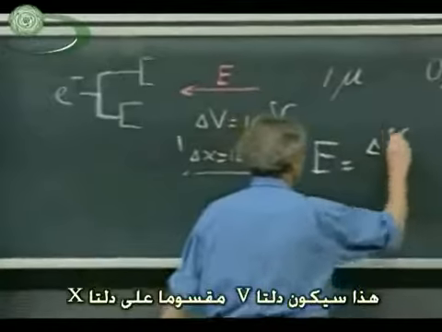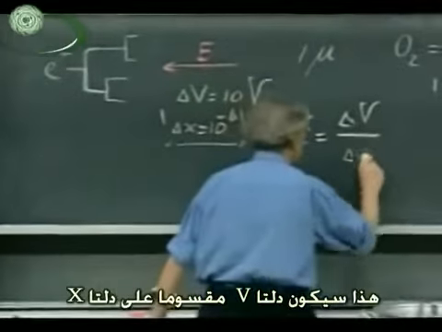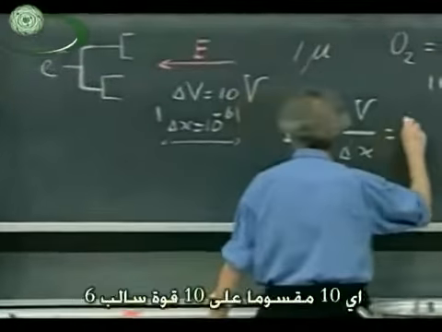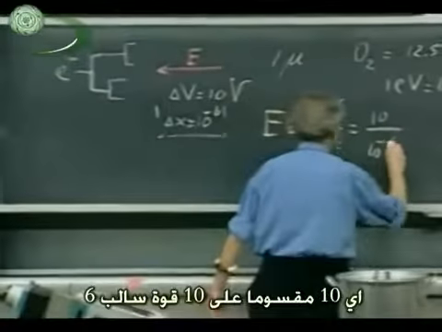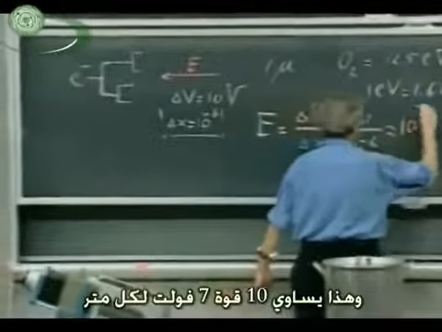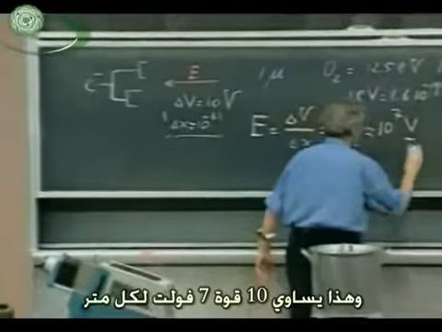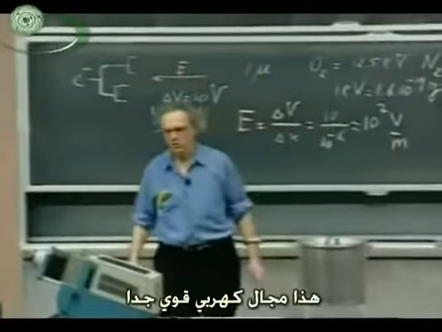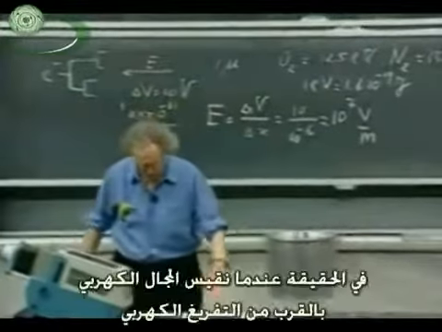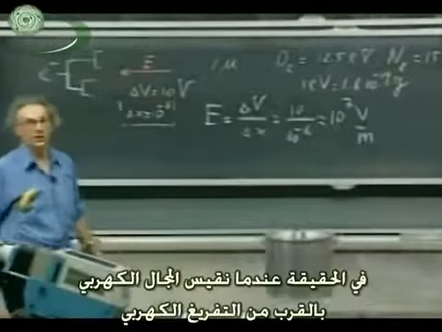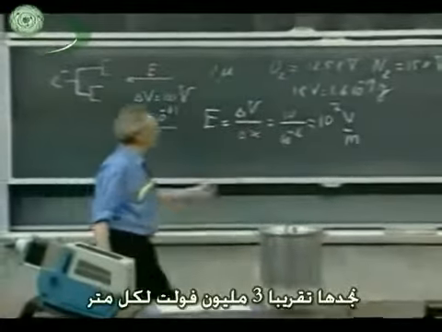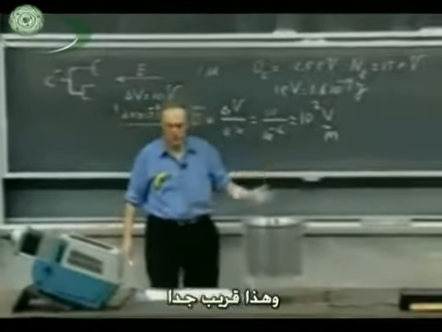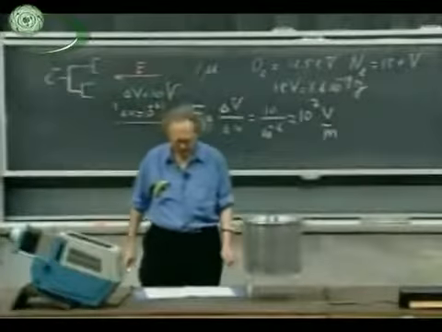That is delta V, the potential difference, divided by delta x. So that is 10 divided by 10 to the minus 6. So that's about 10 to the 7 volts per meter. That's a very strong electric field. In reality, when we measure the electric fields near breakdown, it is more like 3 million volts per meter. But it's still very close. This was only a back-of-the-envelope calculation.